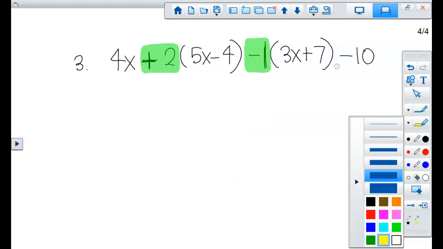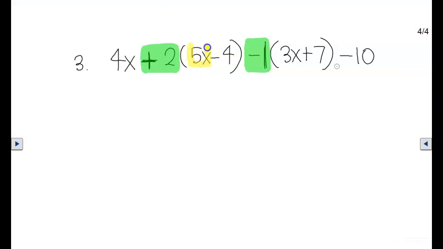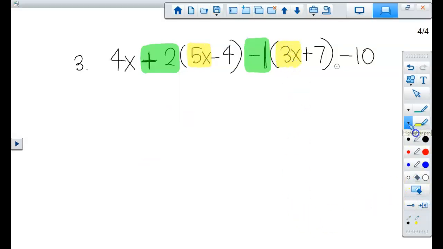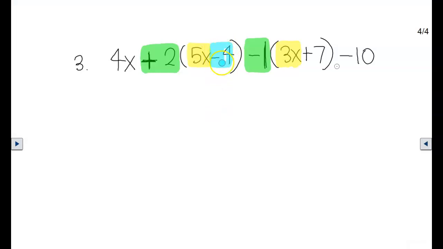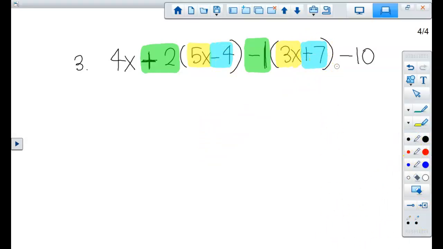Now let's look at the members of each group. In this group, the first member is 5x. In this group, the first member is 3x. Going back to my first group, the second member is going to get to keep that minus sign, so he is a -4. And in this group, that 7 is going to get to keep that plus sign, so he is a +7. So again here, right now, I'm going to work with only my highlighted numbers. The 4x and the -10 are going to wait around.